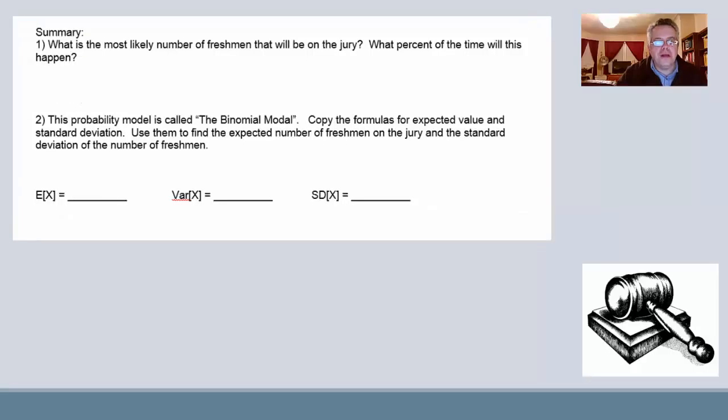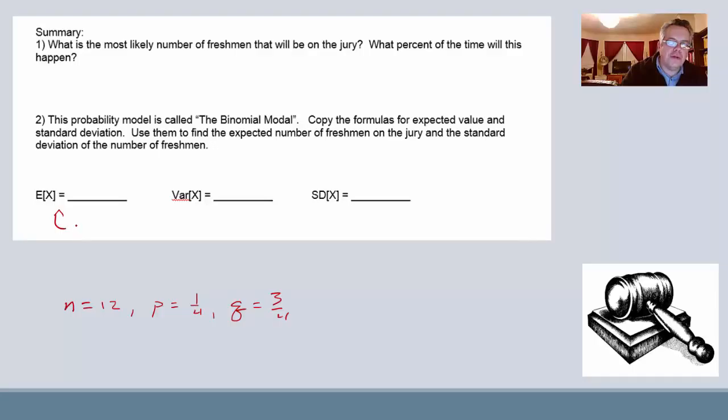All right, on the very end, this is the easy part. I want you to answer these 2 questions. We want you to find out what is the most likely number of freshmen on the jury. So just go through and see which row had the highest probability and what percent of the time this will happen. Then we want you to calculate how many freshmen we expect. Okay, so for this problem, n is 12. That's the number of trials. The probability of success of getting a freshman was 1/4, and the probability of failure was 3/4. So calculate how many freshmen on average.